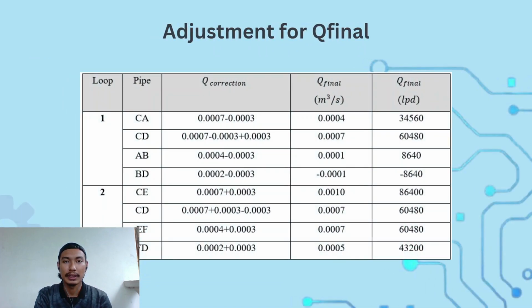This is the adjustment for Q final. For the CA pipe, the final flow is 0.004. For CD, the final flow is 0.007. AB is 0.0001. BD is negative 0.001. CE is 0.0010. CD is 0.007. EF is 0.007, and lastly FD, the Q final is 0.005 meter cube per second.